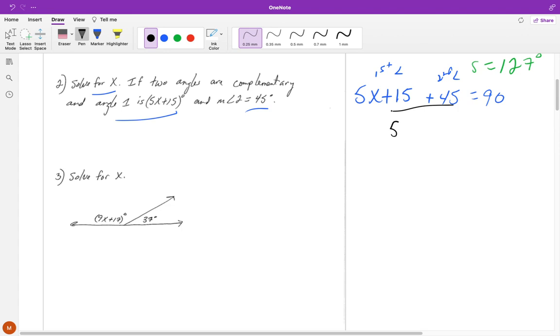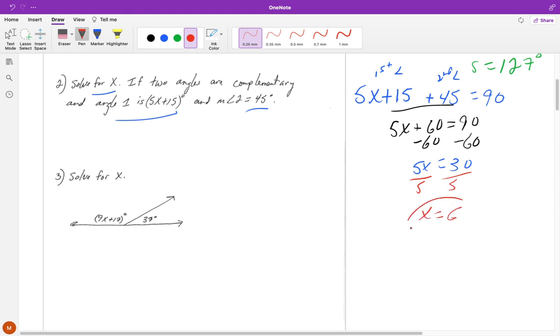So now we can combine our like terms. So 5x plus 60 is equal to 90. We'll subtract the 60 from both sides. So 5x is then equal to 30. Divide each side by 5. So x is then equal to 6. All right, so all they asked for this one was solve for x.